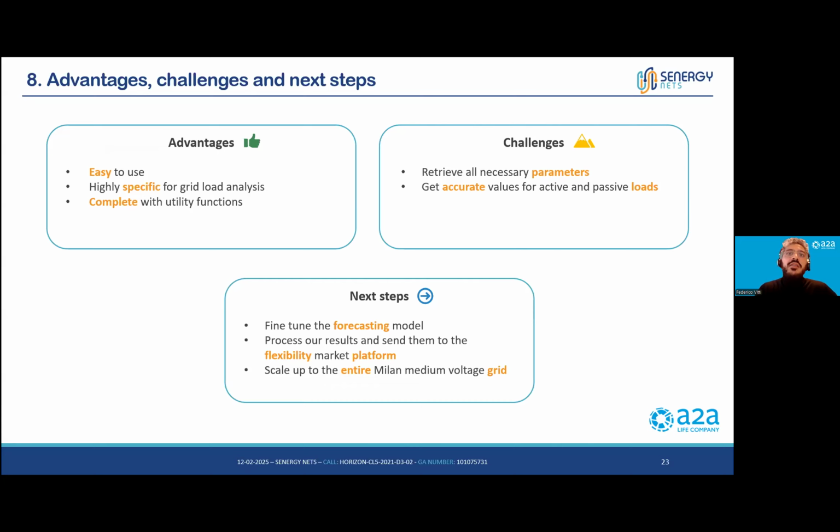This is the reason why the first of our next steps is to fine-tune our forecasting model in order to improve our prediction. Then we will need to process our results and send them to the flexibility market platform, because they require the result to have a specific format for the APIs. So we need to aggregate or, by the way, transform our results to what the platform requires.